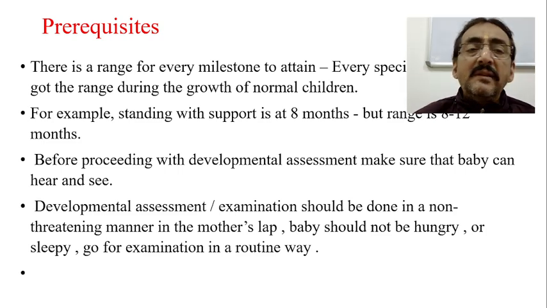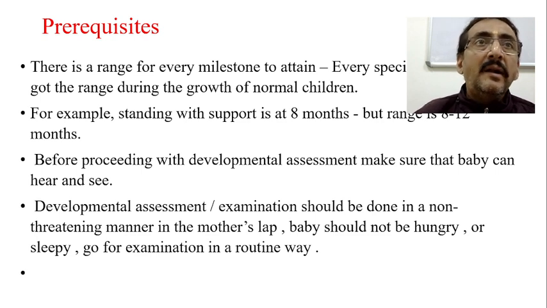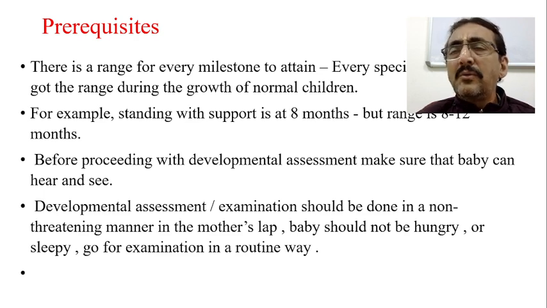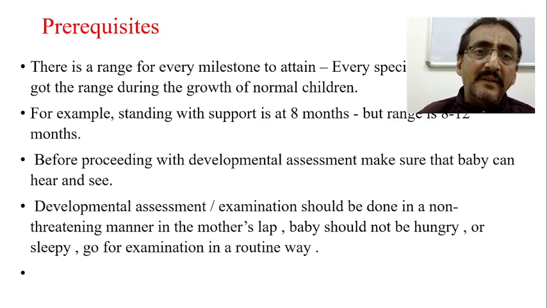One more important thing that we should know is that there is a range for every milestone to attain. It is not a hard and fast rule that by 6 months the baby has to roll over, or by 3 months the baby has to develop a social smile. So there's a range. It may be at 2 months itself, or it may be at 4 months. Every specific milestone has got a range during the growth of normal children. For example, standing with support is at 8 months, but the range is 8 to 12 months.